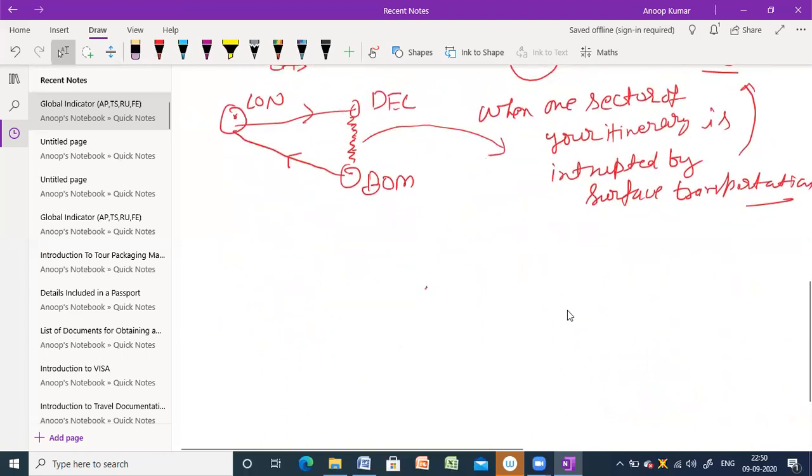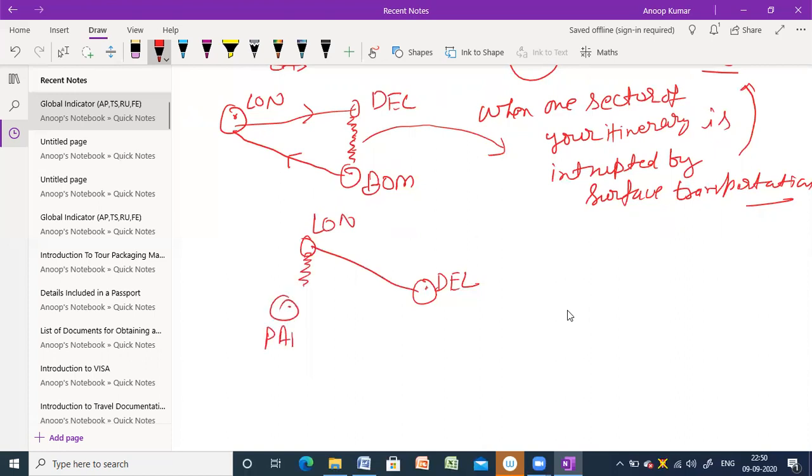Another good example is someone takes a flight from Delhi to London, and then from London to Paris, there is a train named Eurostar that moves between London and Paris or London and Brussels. So from London to Paris, he catches a Eurostar train, and then he comes to Paris, and then he catches a return flight from Paris to Delhi. In this journey, again, the mouth of your itinerary is open, or one sector of your itinerary is interrupted by surface transportation. This particular journey is called open jaw.